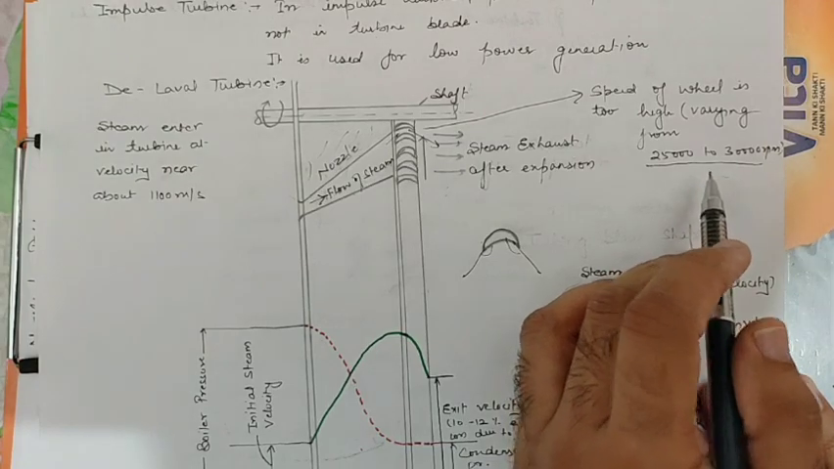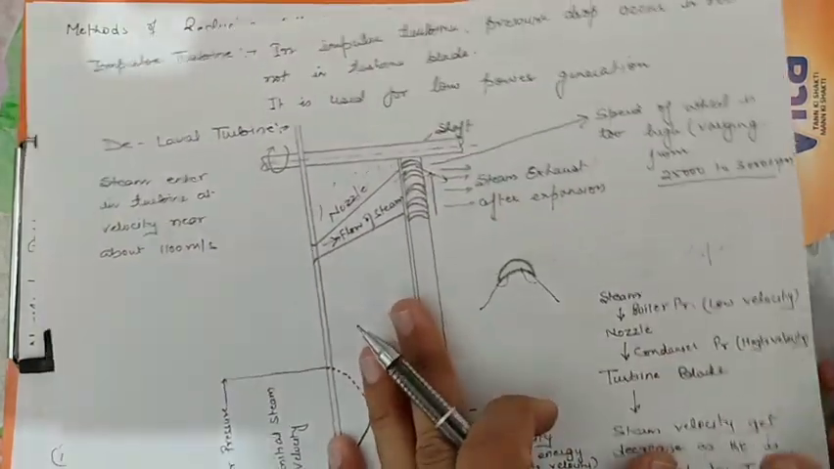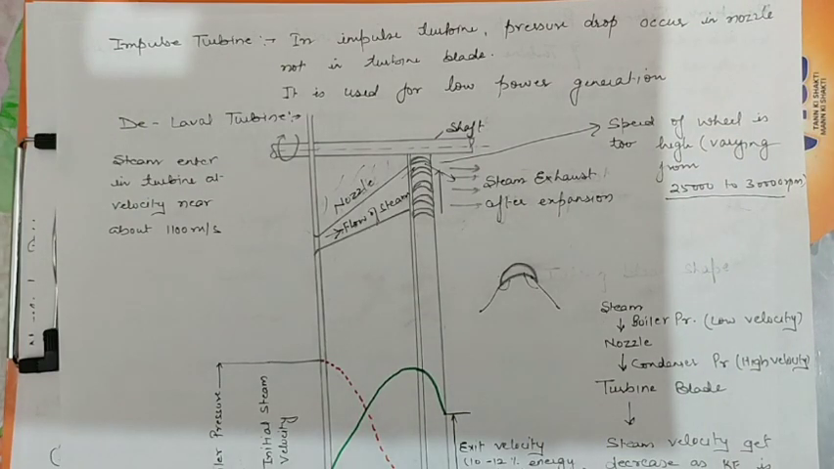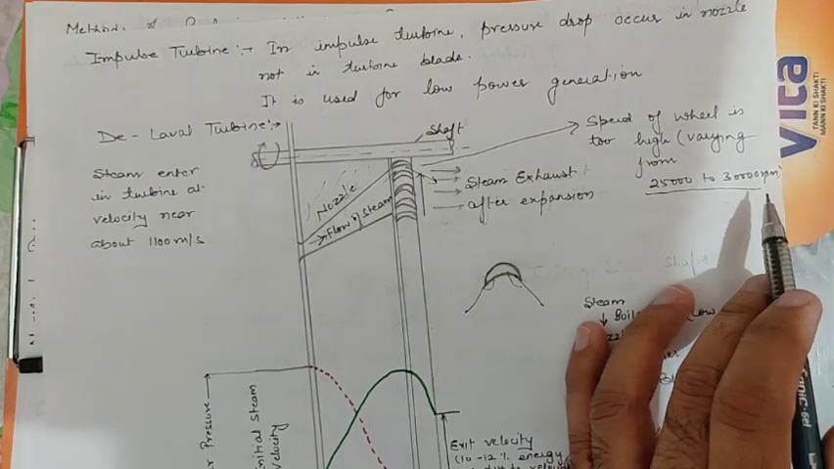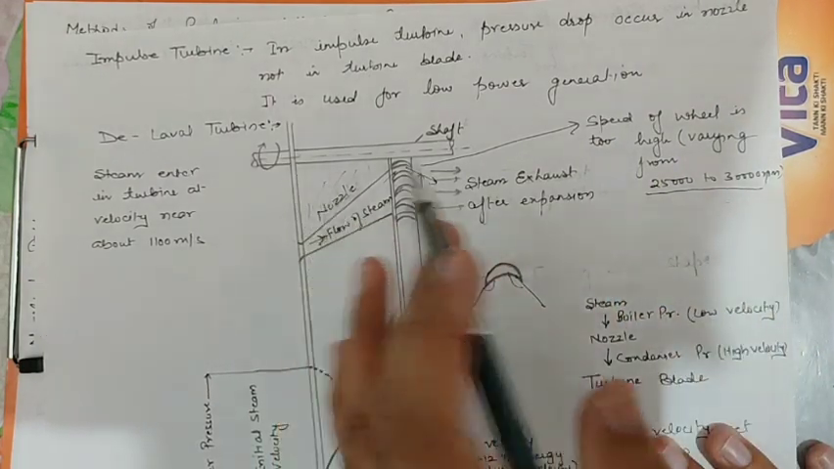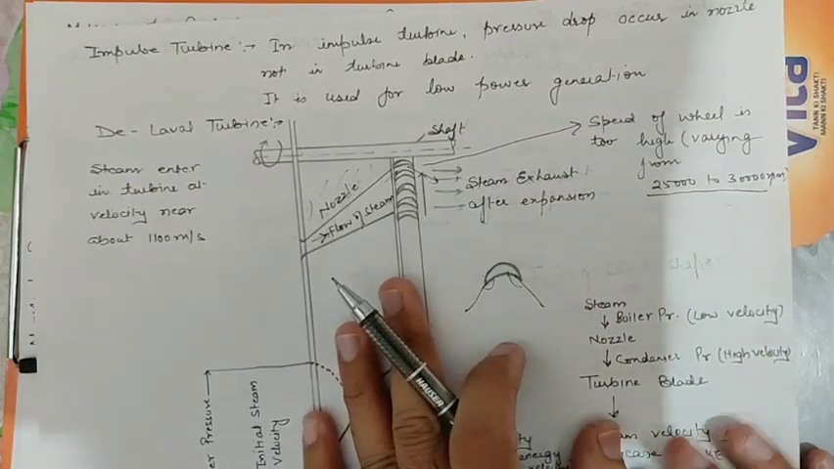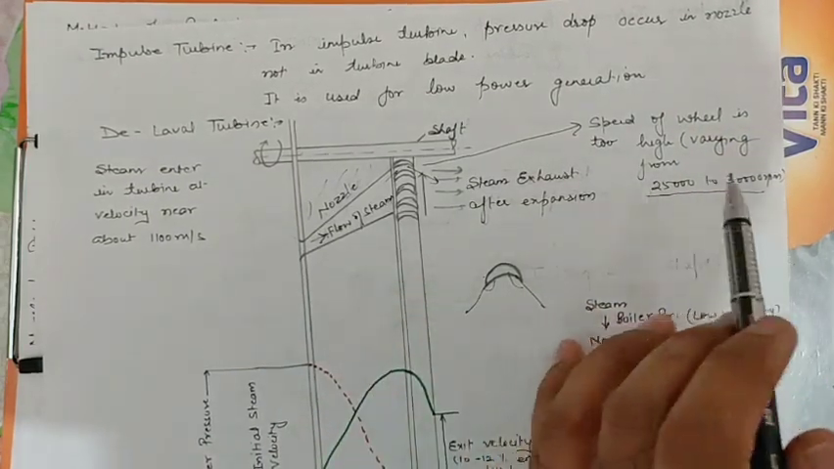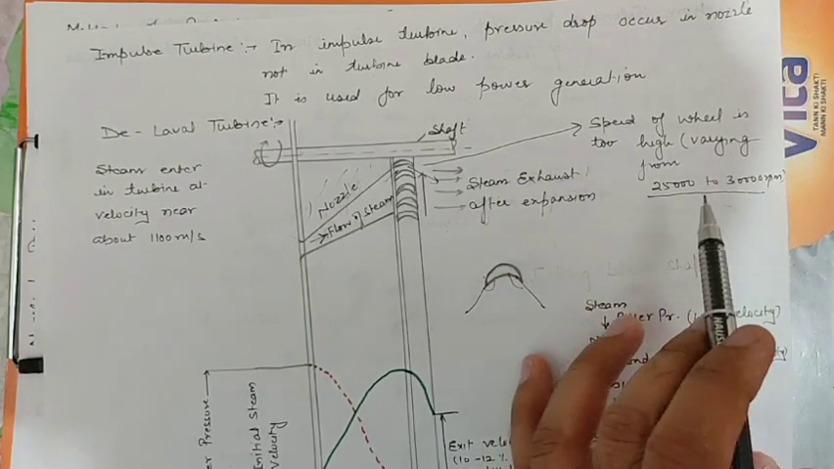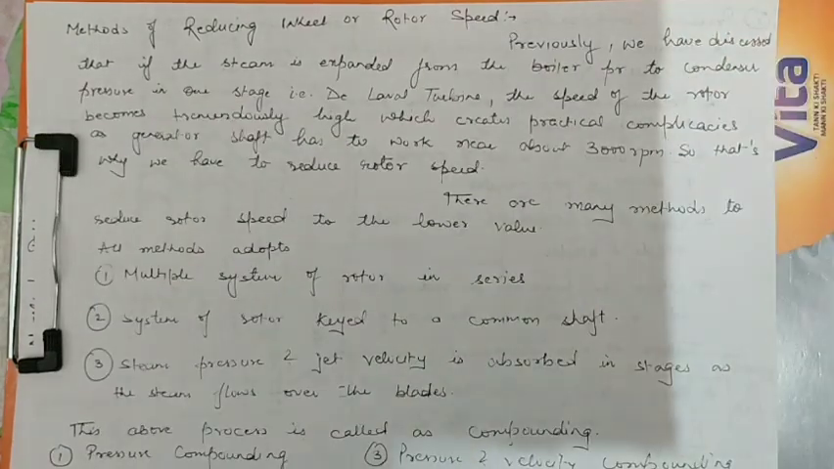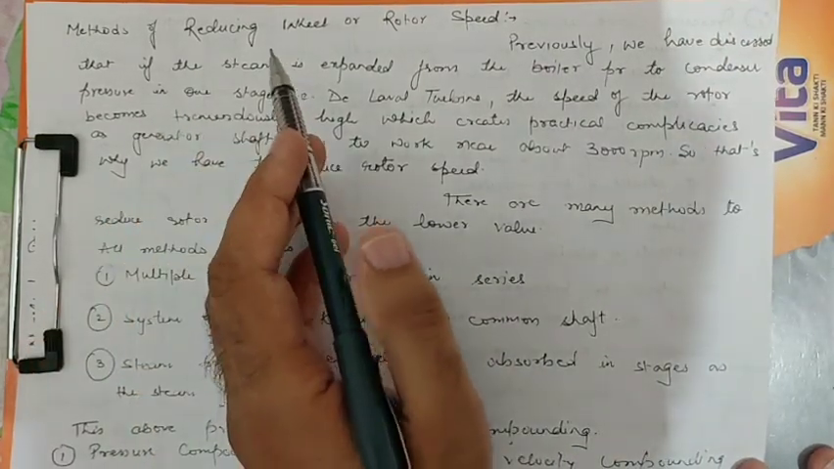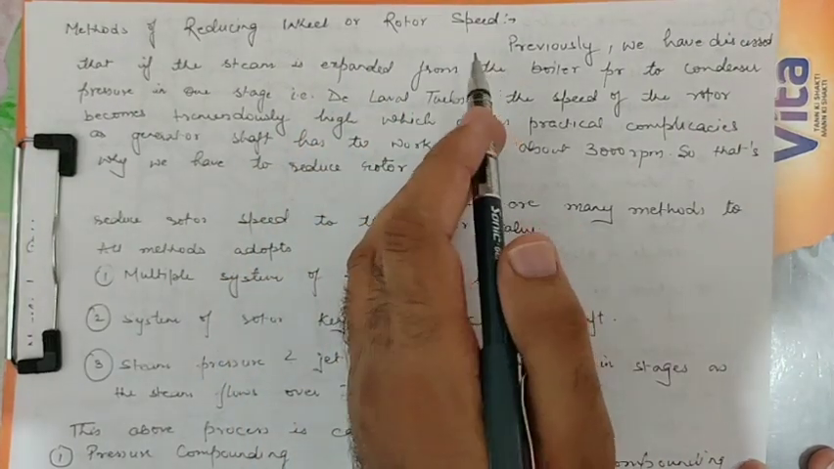which creates a lot of practical complications, as we know that the generator can only run at near about 3000 RPM. So we have to reduce this value of 25,000 to 30,000 RPM to that practical value so it can be usable. So today we are going to discuss the method of reducing this rotor speed. So let us start the lecture. Method of reducing wheel or rotor speed.